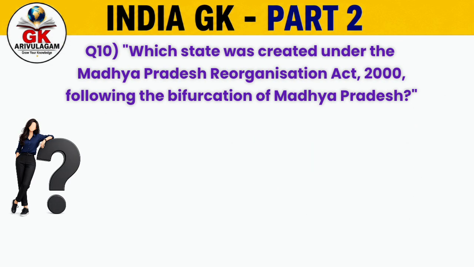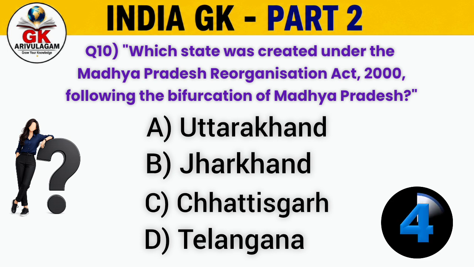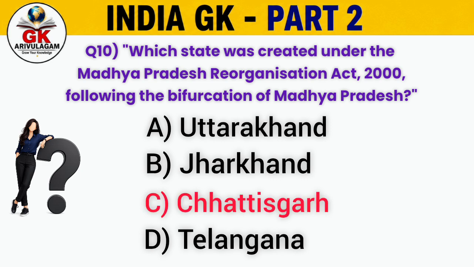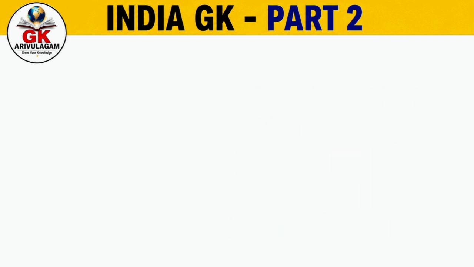Which state was created under the Madhya Pradesh Reorganization Act 2000 following the bifurcation of Madhya Pradesh? Answer: Chhattisgarh. Chhattisgarh was formed in 2000 as India's 26th state after separating from Madhya Pradesh.